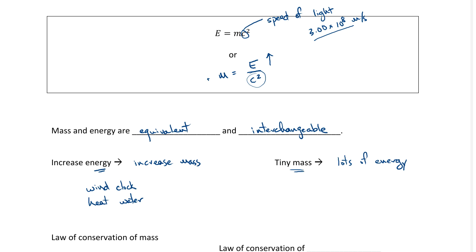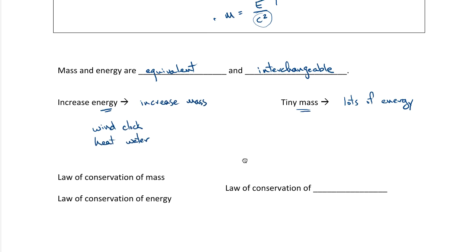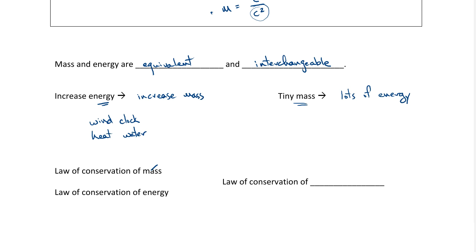So it doesn't really make sense anymore to talk about the law of conservation of mass or the law of conservation of energy on their own anymore. Now we have to talk about the law of conservation of mass energy. So what we'll see with nuclear reactions is that mass is actually not the same on both sides, and neither is energy.